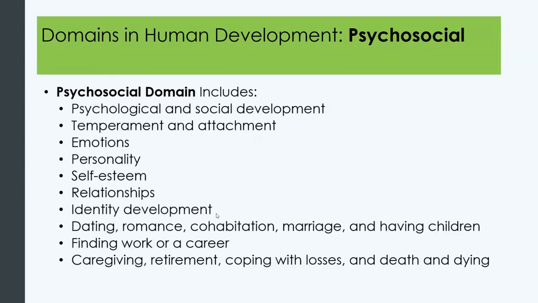Finally, the third domain that we'll be looking at all semester throughout every life stage will be the psychosocial perspective. And here it includes everything from our infant temperament, attachment styles, how we process emotions, our personality as adults and even as kids, our relationships, our identity development, how we date, how we look at marriage and plan on or not plan on having children, our career development, and finally, as we age, our retirement, and also things like coping with loss and death and dying. Those are all considered psychosocial domains.